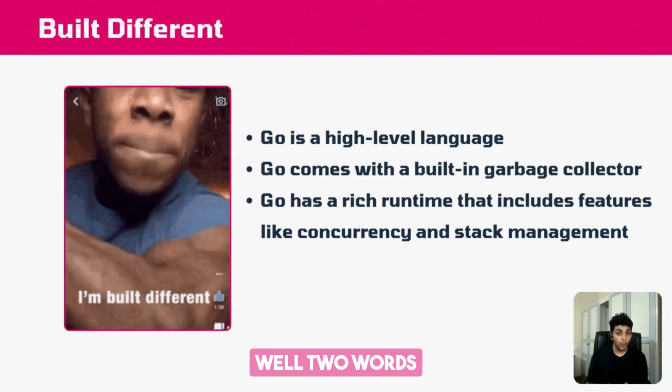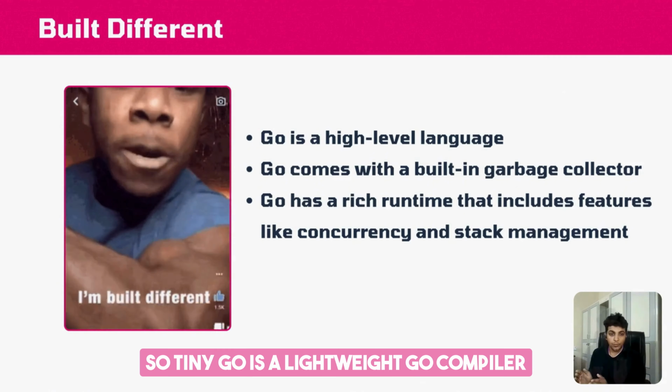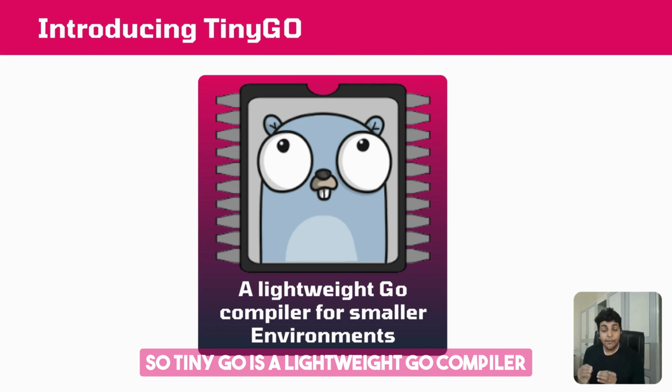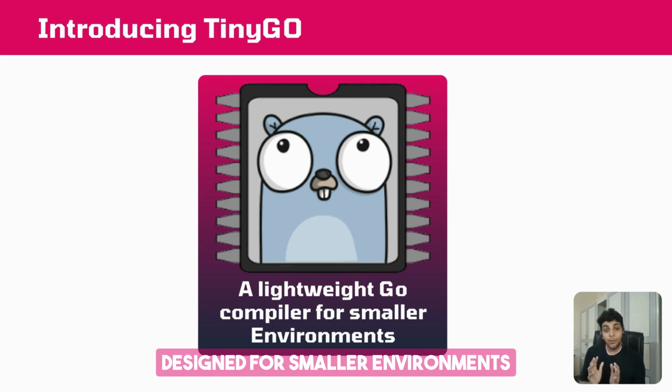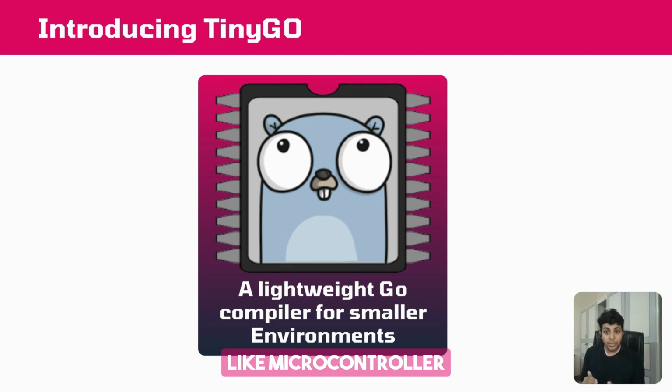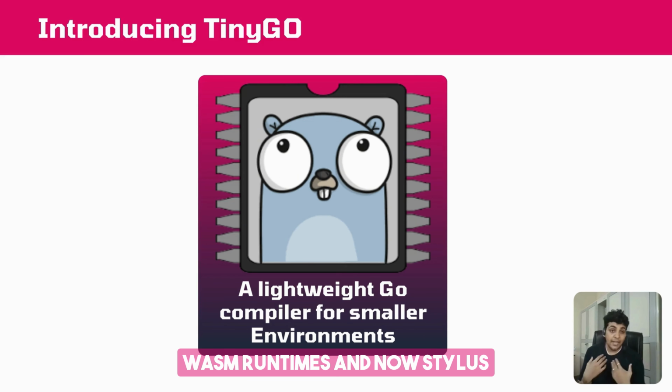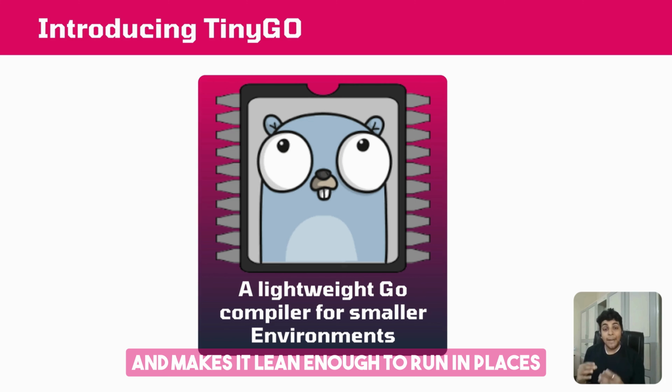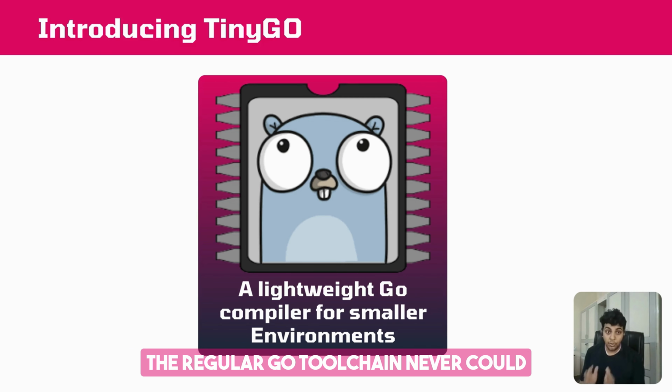Well, two words: TinyGo. So TinyGo is a lightweight Go compiler designed for smaller environments like microcontrollers, WASM runtimes, and now Stylus. It strips away all the heavy stuff and compiles Go to WASM, making it lean enough to run in places the regular Go toolchain never could. And that's actually the secret sauce.